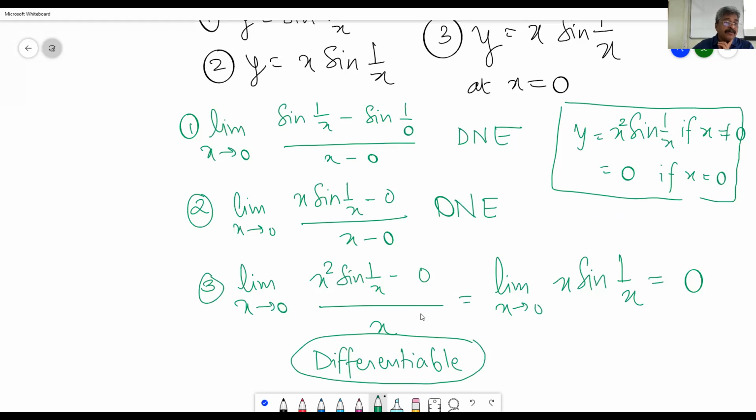Okay. So therefore, this function is very, very important, and this is a basic function sine 1 upon x with vibrations and two dampening effects. Two dampening effects: y is equal to x, dampens it with straight lines, and y is equal to x square with the curvature.